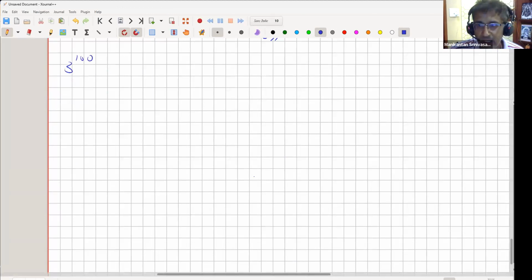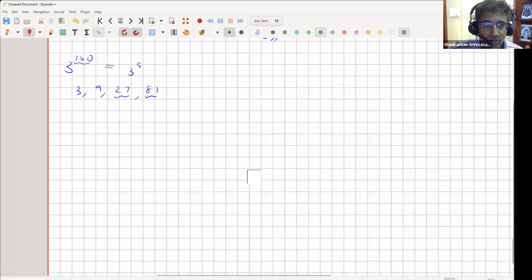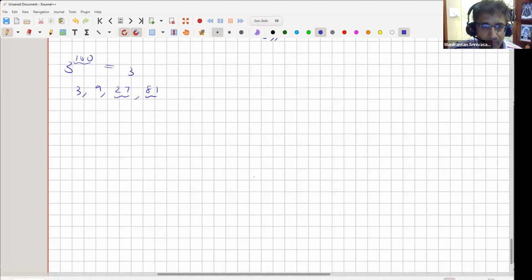So 3 power 100. Suppose I didn't know this theorem at all. I can still do something. I'll keep searching in powers of 3, which are close to a multiple of 19. So 27 is still somewhat apart from a multiple of 19. 81 is fairly close, right? 81 is 76 plus 5. So I'll go with that. And it also happens to be a factor of 3 power 4 whole power 25.